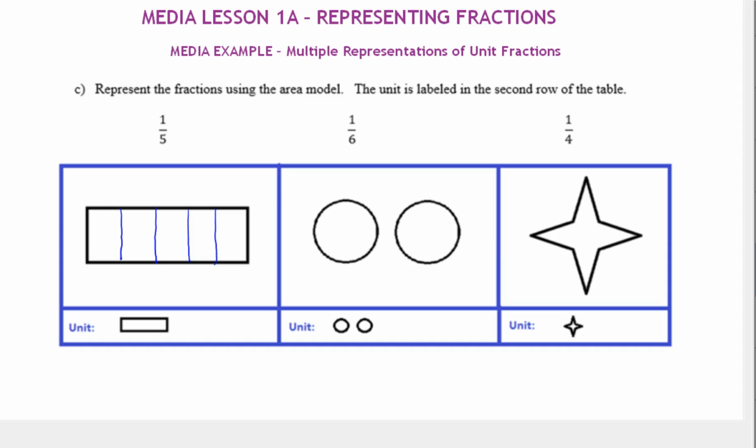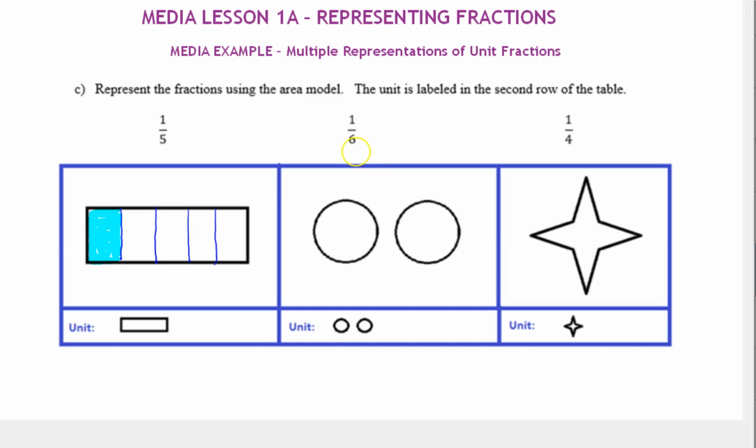So 1/5, I'm going to use a highlighter to represent 1/5. I'm going to shade in one of the 5 equal pieces. So this piece is 1/5 of this unit whole. Let's look at the next one.